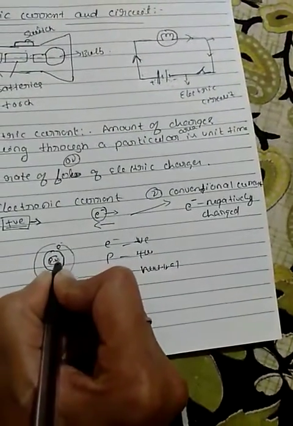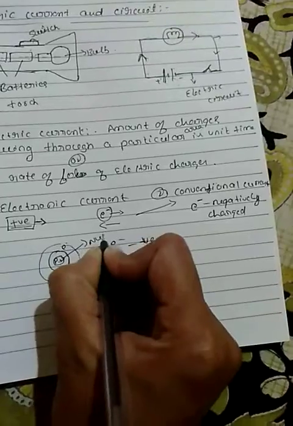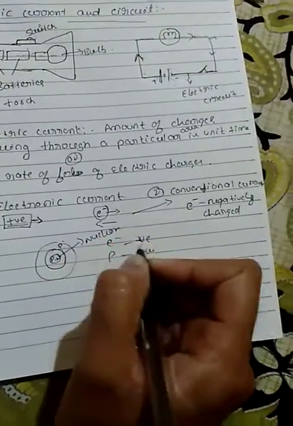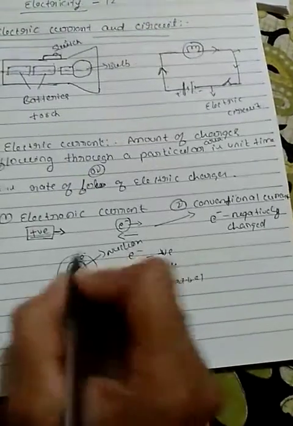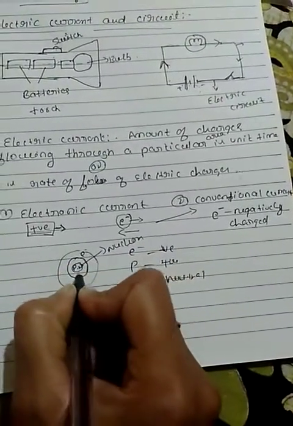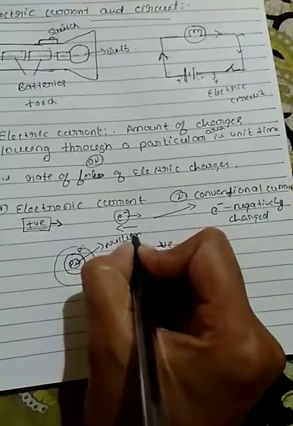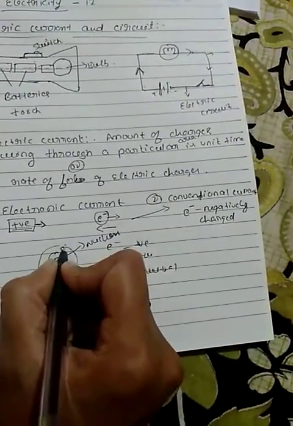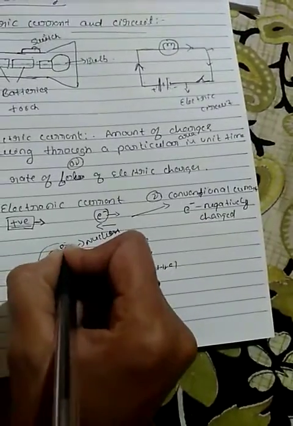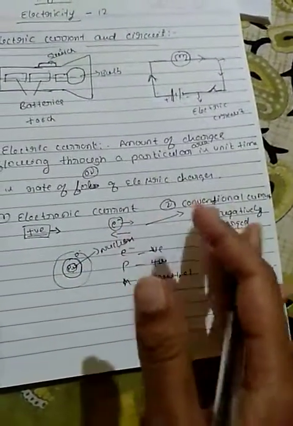These protons and neutrons are called what? The nucleus. You already learnt this in chemistry. So the protons and neutrons together are called the nucleus, and the electrons revolve around the nucleus. These electrons are mainly the reason for the flow of electric current.